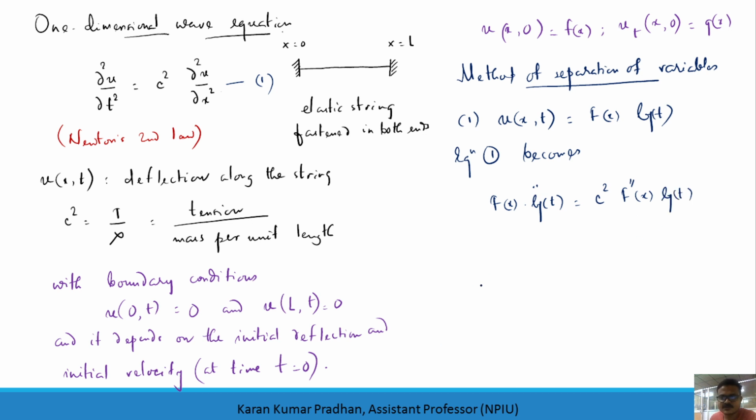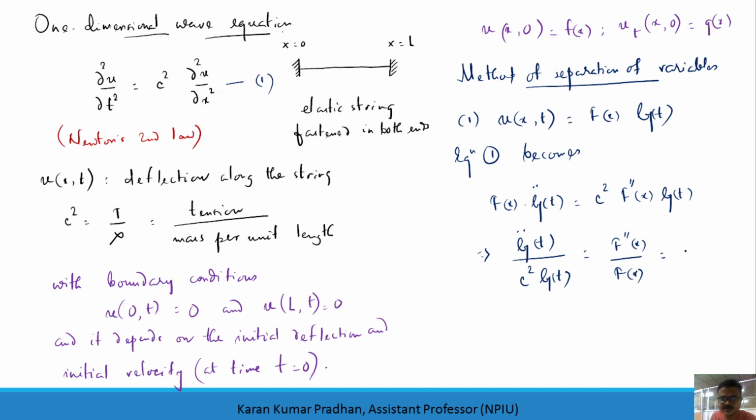Okay, so now what you can do, we can separate the variables and we will get two different ODEs out of this. So I will do the manipulation as g double dash t divided by c squared g of t. This is the ordinary derivative related to time t, and f double dash x divided by f of x. So this is definitely a constant.